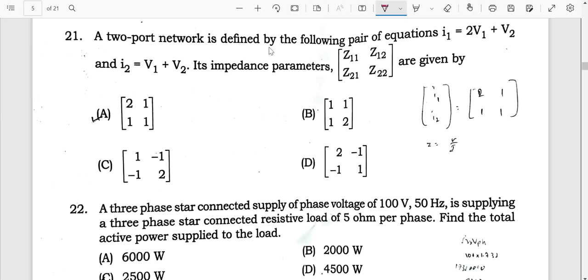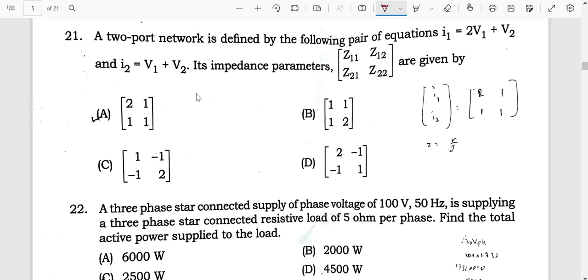A two-port network is defined by the following pair of equations: I1 is equal to 2V1 plus V2 and I2 is equal to V1 plus V2. The impedance parameters of this. I have seen the videos of other institutes which give the answers but not the proper explanation, and also for some of the questions the answers given are wrong. So that is what I noticed here. So let's start. The two-port network is given, right?